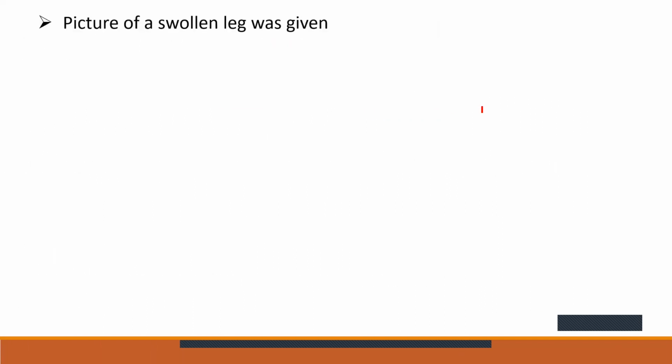So a picture of a swollen leg was given. Differentials: you are thinking of a lot of things, the DVTs, the cellulitis, and so on and so forth. Lymphedema, yeah, they are all possible, right? All right, so describe what it is, then risk factors. So what are some of the possible risk factors? For example, DVT, for example, cellulitis, you should be able to tell them.